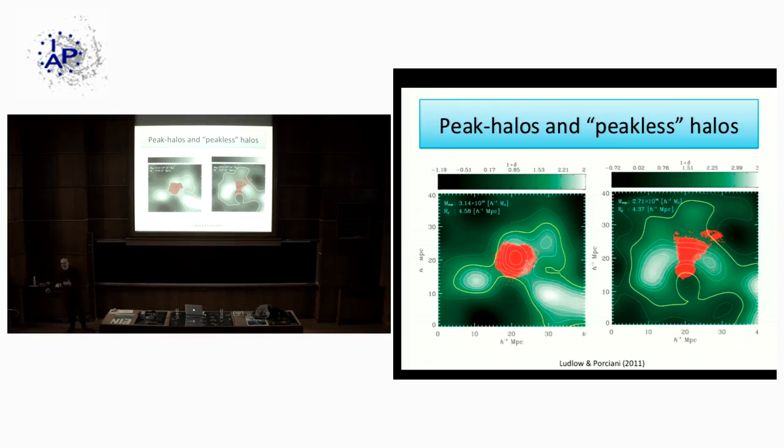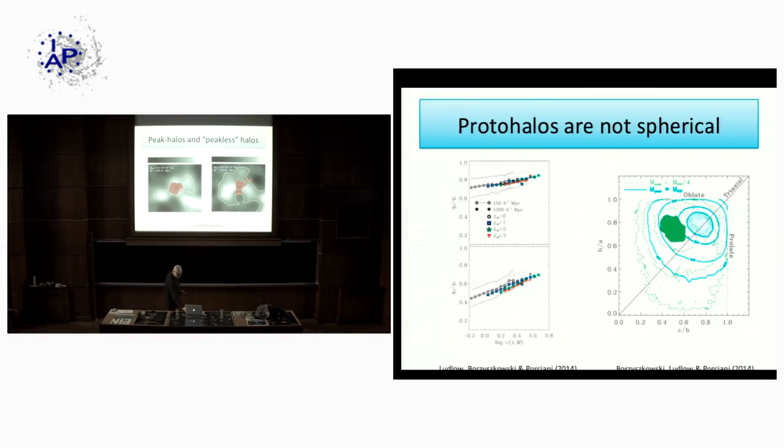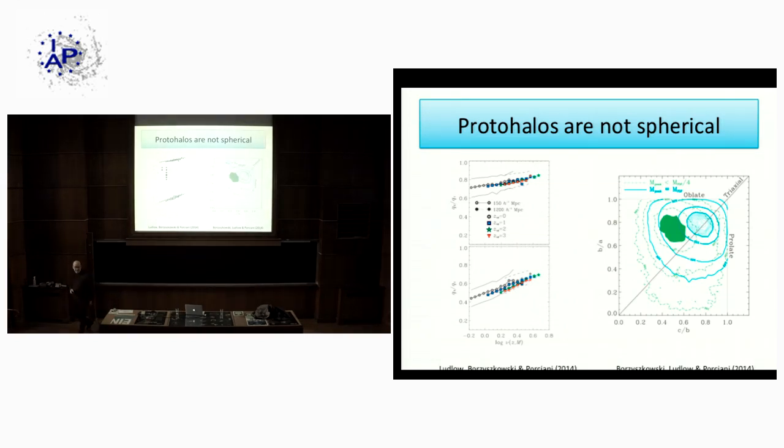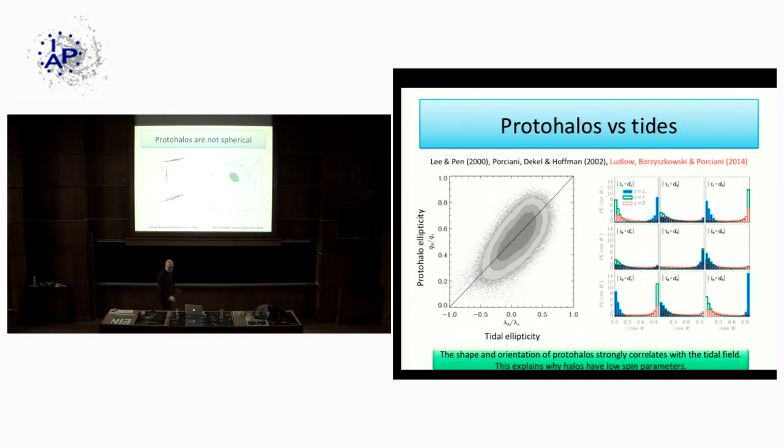If you go down in mass, and for the pundits, you go below M star, you tend to find mostly halos of this kind. So another thing that you should challenge is that the initial conditions of halos are spherical, which actually they are not. They typically have axis ratios 0.8, 0.8. But if you look at those that don't come from peaks, they are even more prolate. So the axis ratio is more like 0.7, 0.4, actually. And another thing you find is that this shape correlates very, very strongly with the shape of the linear tidal field.